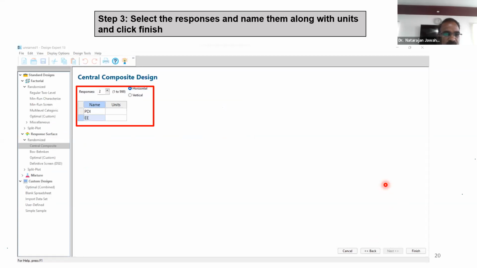Then this box will come, asking how many responses you want to study. You may want to study polydispersity index, particle size, entrapment efficiency. For example, here I want these 2. I will put 2 and enter. One response name is PDI, polydispersity index. Another one is entrapment efficiency. Then I have to click finish.